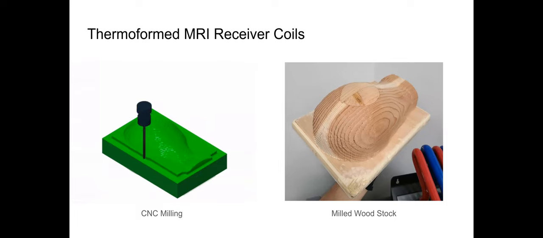Yeah, but I guess from there, we can generate a CAD model of the individual's anatomy, which can then be turned into a mold for thermoforming by either 3D printing or CNC milling. And in this work, we CNC milled a wood stock to generate a mold of Mickey's head. And Karthik, who's a student in Mickey's group, guided me through this CNC milling process. So credit to him as well.